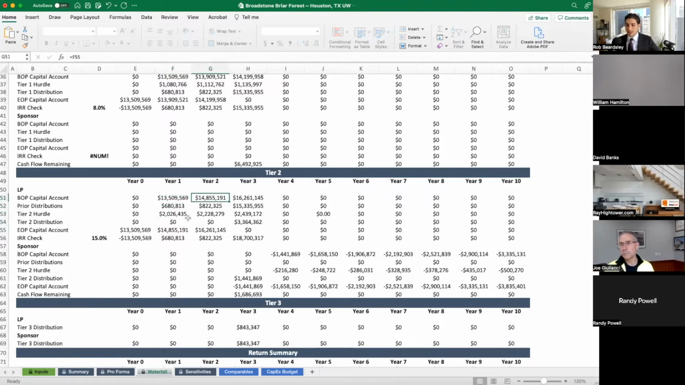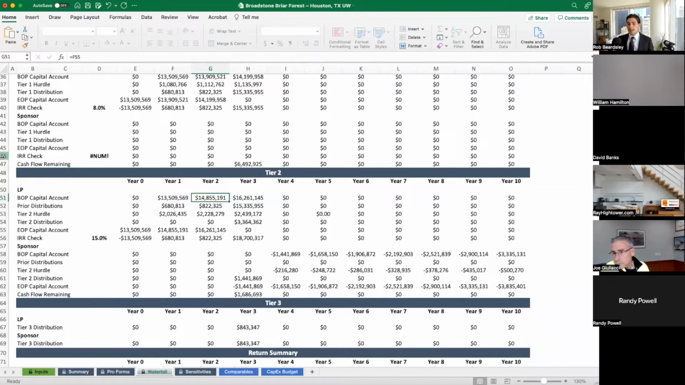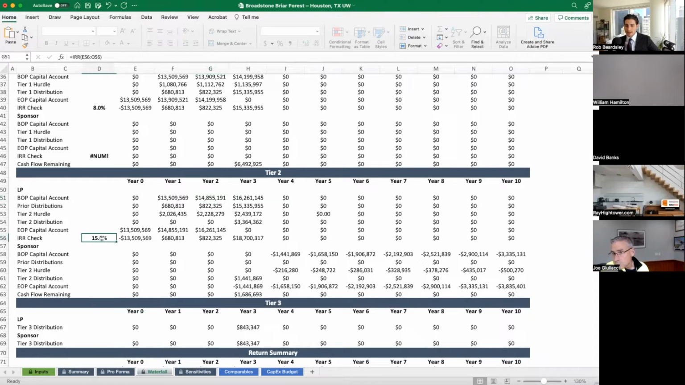So that becomes our beginning of period capital account in year two. And again, we had prior distributions of 820,000. We are now calculating a 15% return based on this larger capital account of 14.8. So what this is doing is effectively calculating the 15% IRR that investors are owed prior to moving on to this next tier, right? Somebody mentioned Benjamin saying an IRR look back. I'm saying essentially here we are looking back upon sale and looking to achieve a 15% IRR.